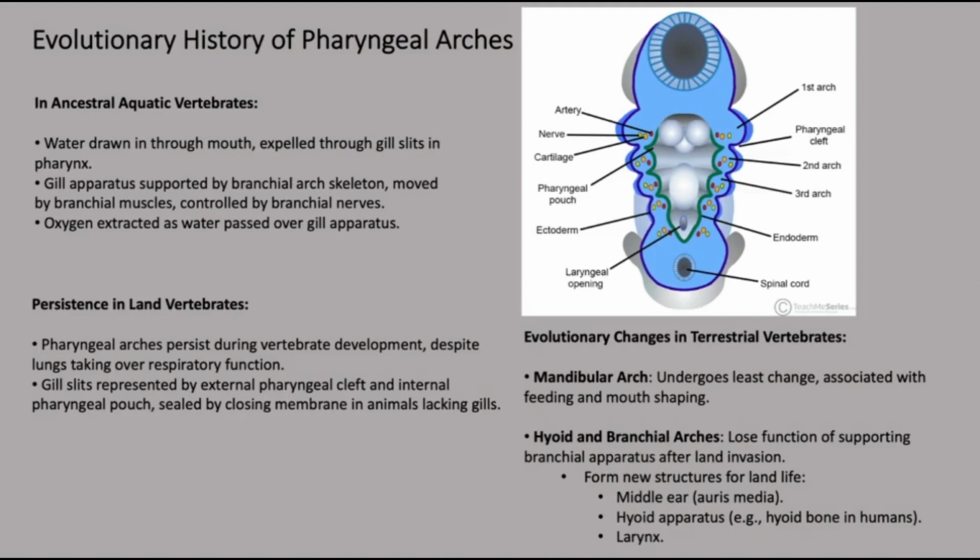So the hyoid and branchial arches are going to form new structures: parts of the middle ear, the hyoid apparatus, which is the hyoid bone in humans, which we need, and then the larynx. These structures we are going to discuss in more detail when we get to things to do with hearing and digestion and so on.